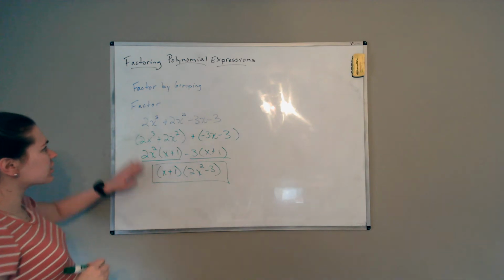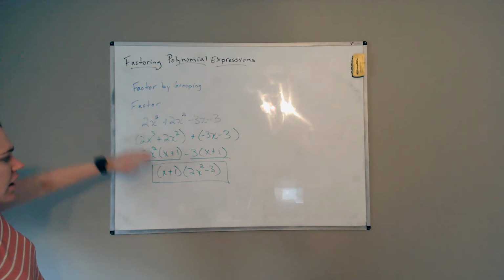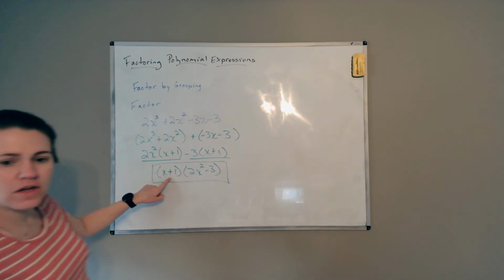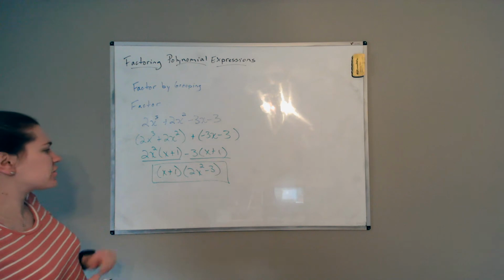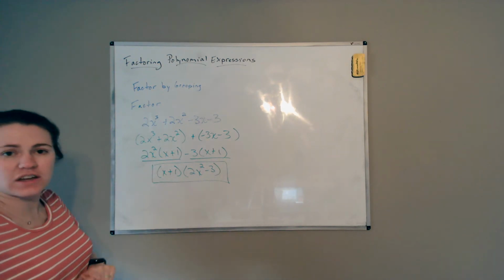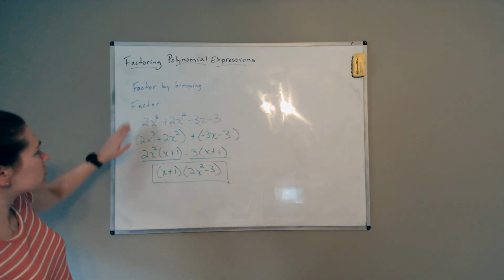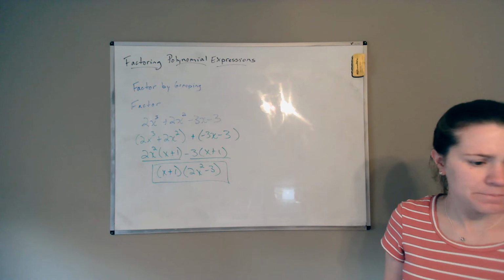So you were just able to take this 4-term expression and write it as a product of its factors: x plus 1 times 2x squared minus 3. Notice this is degree 3, and you were able to write it as a first degree times a second degree. So this is factor by grouping. We can practice another one of those.